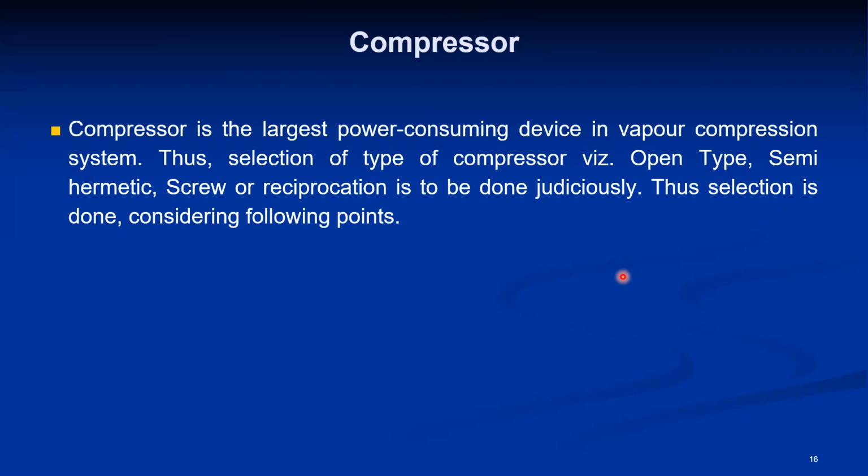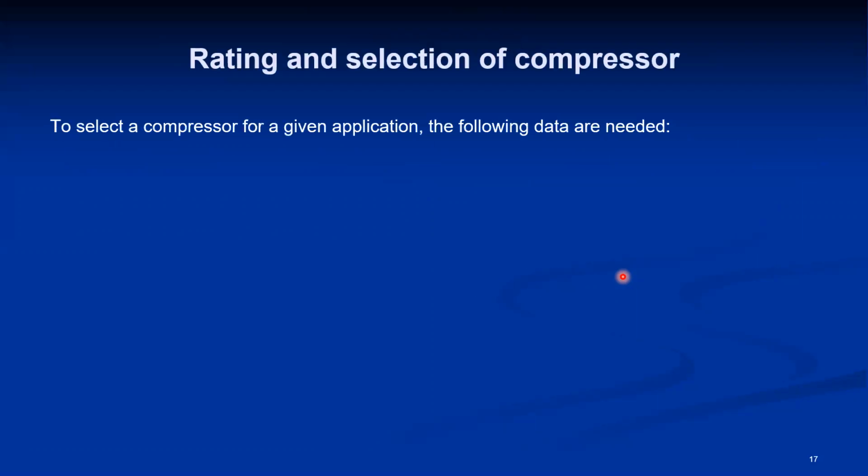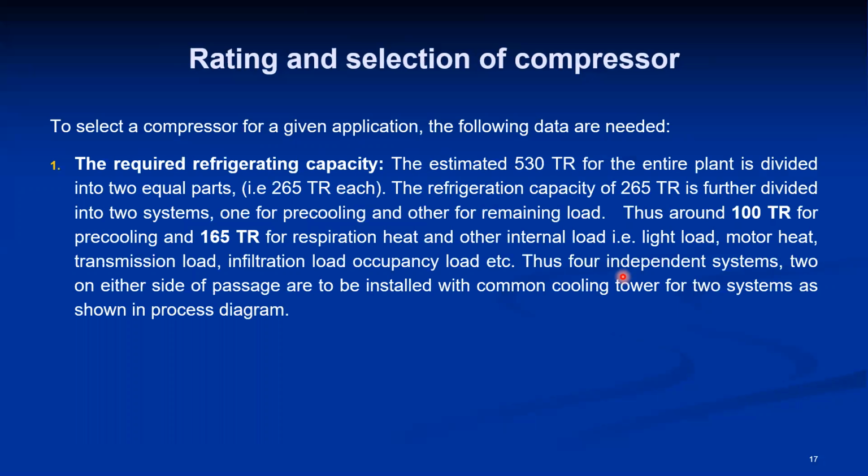Thus the selection is done considering the following points: the type of refrigerant, operating conditions, size of the unit, noise level, erection and service access, then energy efficiency and capacity control. So latest models can be selected here. So to select a compressor for a given application, the following data are necessary.